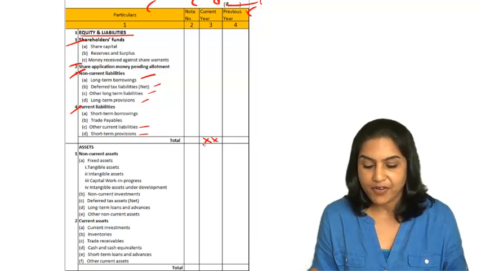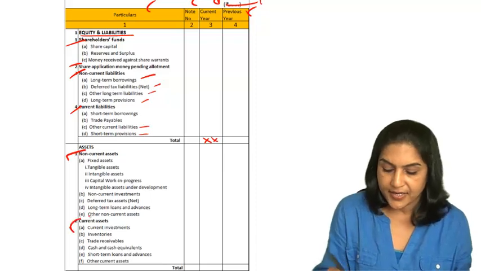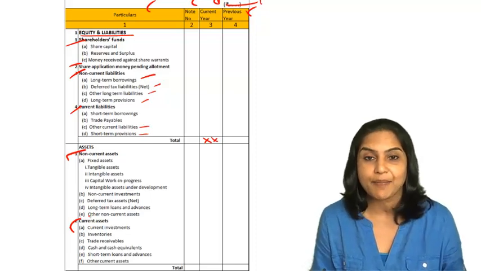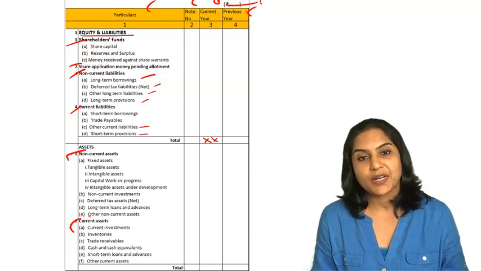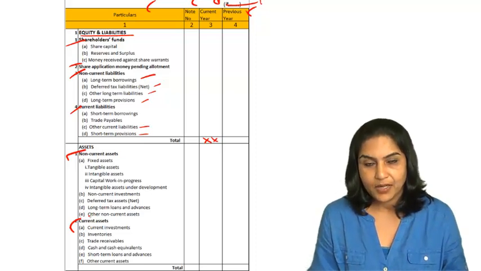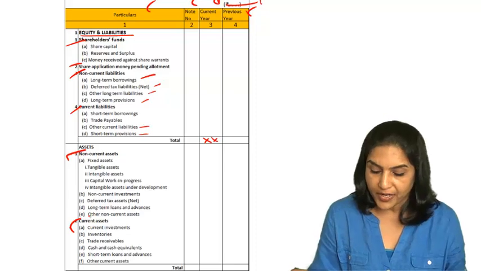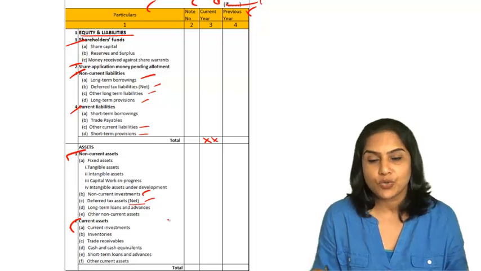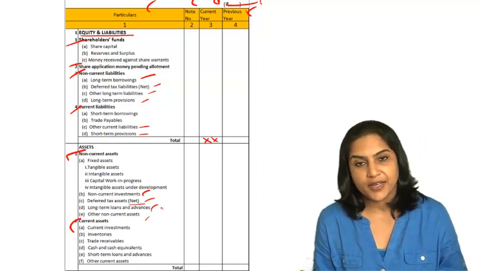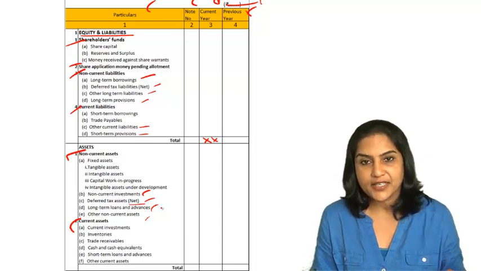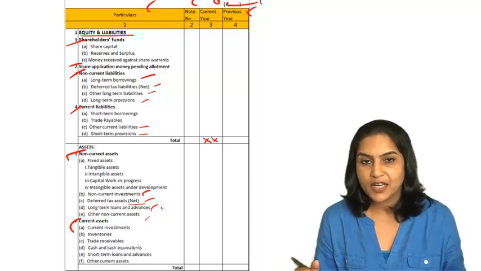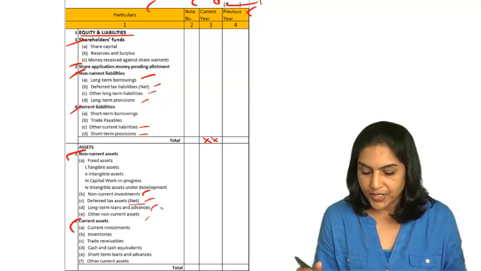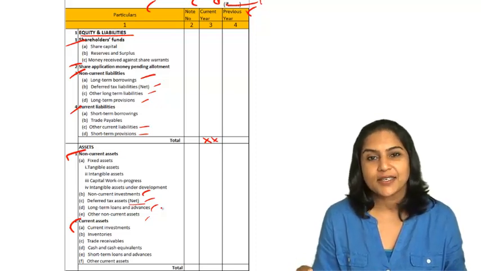Under assets, we have non-current assets and current assets. What are the non-current assets? Fixed assets, which may be tangible assets, intangible assets, capital work in progress, or intangible assets under development. Besides, what are the other assets? Non-current investments, deferred tax asset, long-term loans and advances, and other non-current asset. Similarly, under current assets, we have current investments, inventories, trade receivables, cash and cash equivalents, short-term loans and advances, and other current assets.